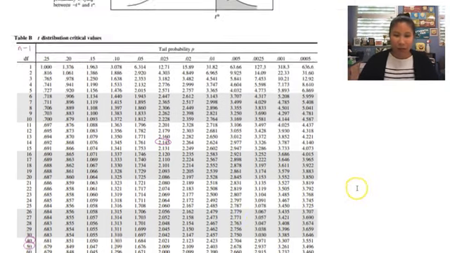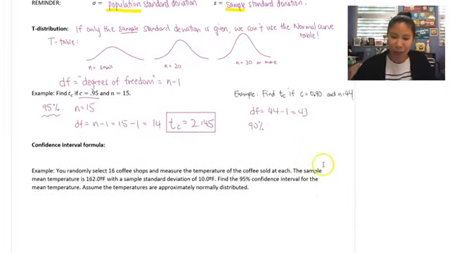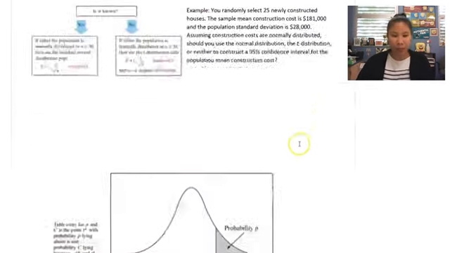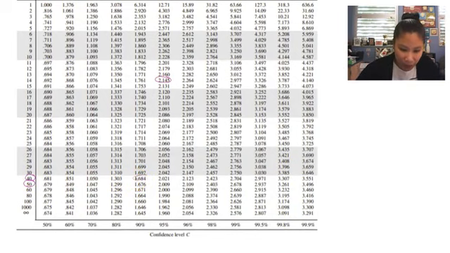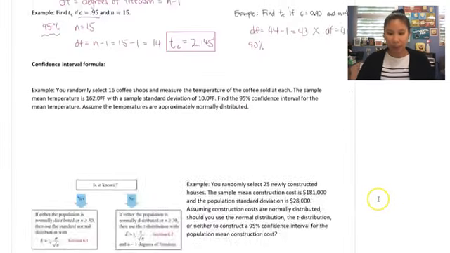So we always round down because you're not claiming to be more accurate than you really are. All right, so in this case, we would have to use degrees of freedom of 40 because the 43 doesn't exist on the table, but we're still looking at the 90% confidence. So for 40 and 90% would be right here, 1.684 would be our TC.